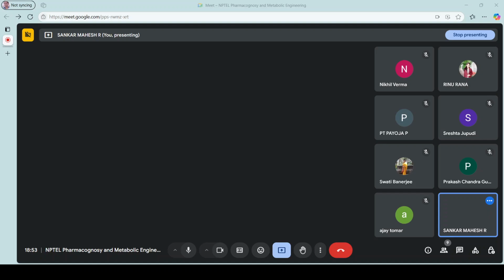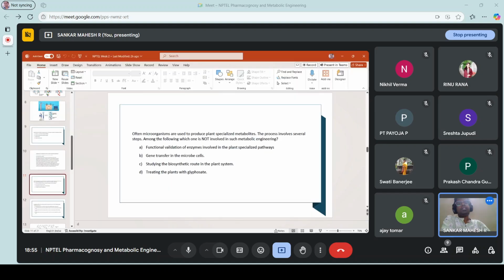So this is an interesting question. Whoever knows the steps that are involved where one wants to express plant specialized metabolites in microorganisms can raise your hand. We'll start discussing from the first step till we are able to get the metabolite, what all steps are involved. That way, we will know which of these options are a part of the step and which of these is not. And then we'll go to the right answer. So you can take a couple of minutes, read the question again, think through, and then raise your hand. We'll start discussing the essential steps here.